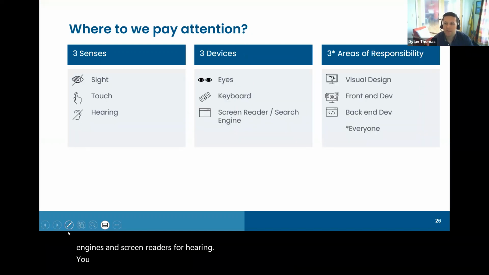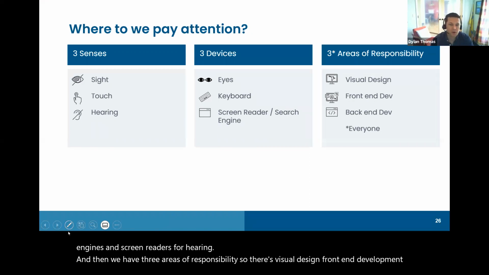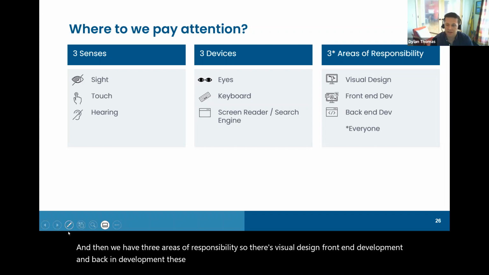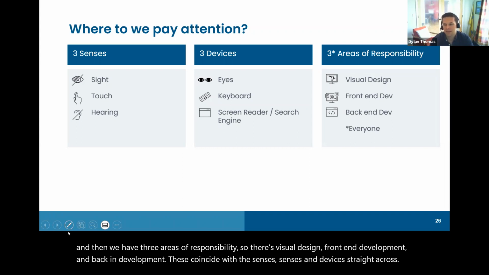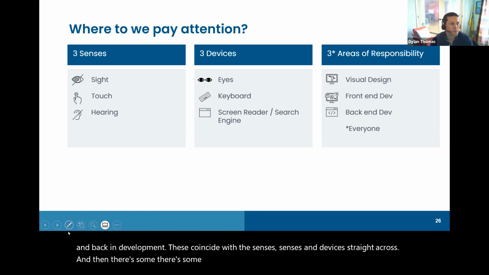And then we have 3 areas of responsibility. So there's visual design, front-end development, and back-end development. These coincide directly with the senses and devices, like straight across. And then there's some stuff for everybody to do.